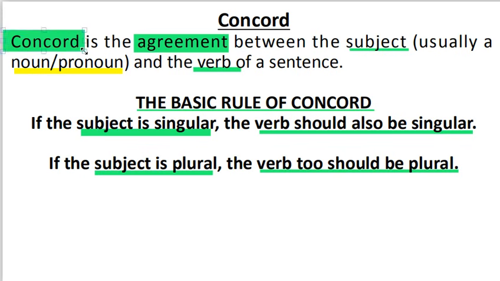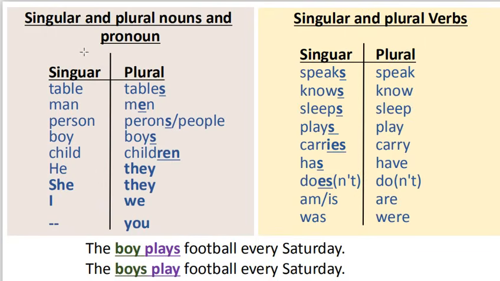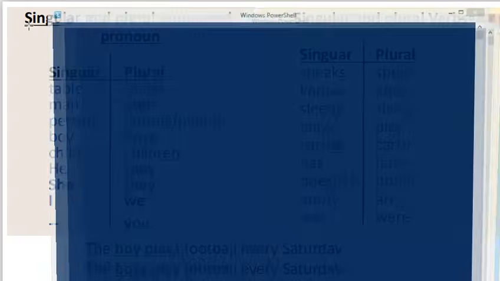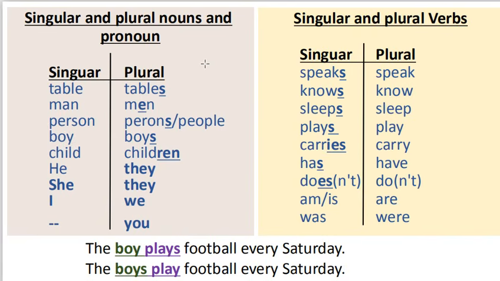With this explanation I've given about concord, the knowledge of singular and plural nouns and the knowledge of singular and plural verbs is very important for any student to fully understand the topic of concord. For clearer understanding, we are going to put them in tabular form. On the left side, we have singular and plural nouns and pronouns. On that part of the screen, we want to look at singular and plural nouns.